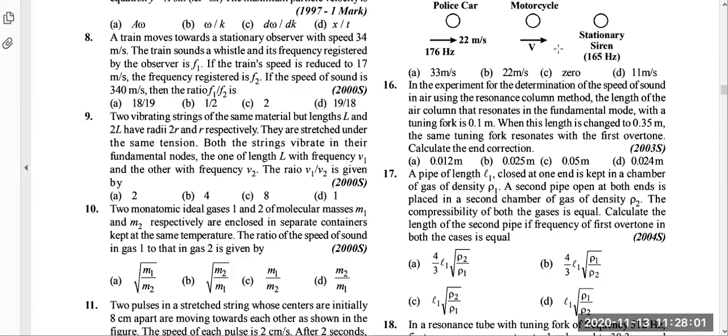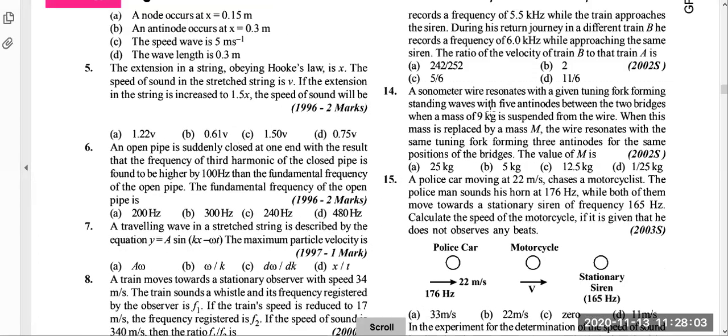Okay, 14th. A sonometer wire resonates with a given tuning fork, forming a standing wave with 5 antinodes between the two bridges when a mass of 9 kg is suspended from the wire. When this mass is replaced by mass m, the wire resonates with the same tuning fork, forming 3 antinodes in the same position of the bridge. The value of m is, okay.